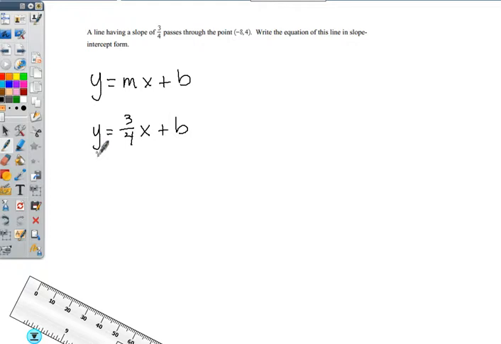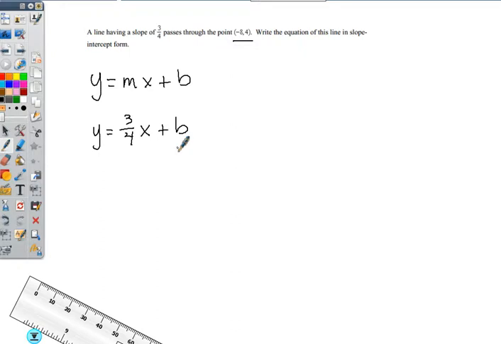Now a line consists of several points, each having an x value and a y value. That's what the x and the y represent. They're variables. They change as you go from point to point. But each x value and each y value for every point makes the equation true. So your y value is always going to be equal to 3/4 times your x value plus b. So what we can do is use the given point to help us determine our b.